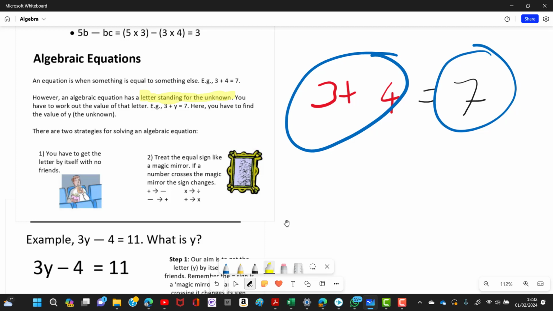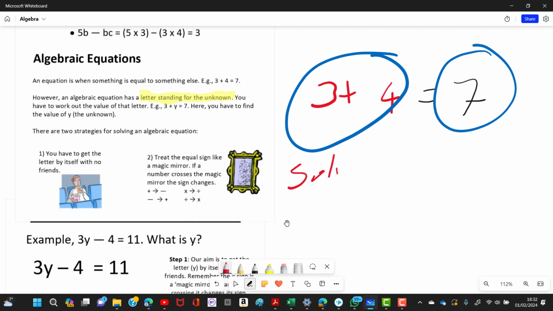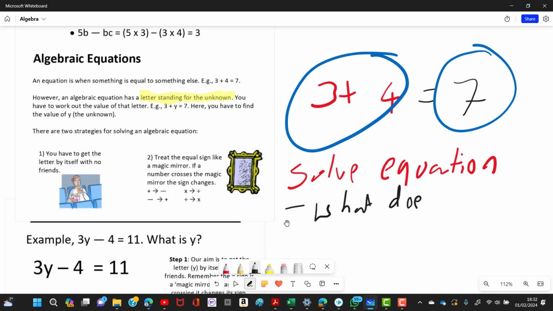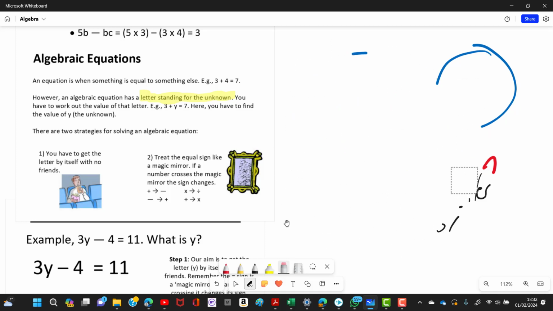So solving an equation means working out what the letter stands for. Okay. You must remember your algebra basic skills we covered in video 1 of the series. So adding, subtracting letters, multiplying letters. So you must know how to do these to do this course.